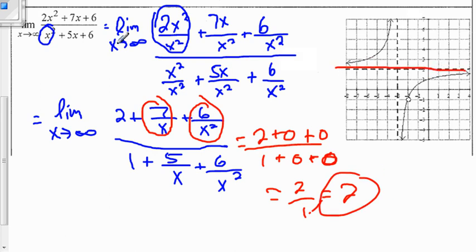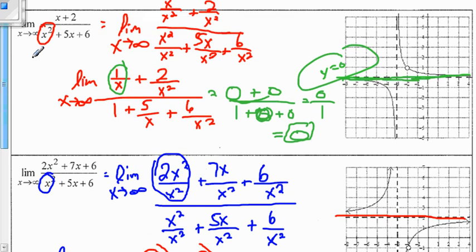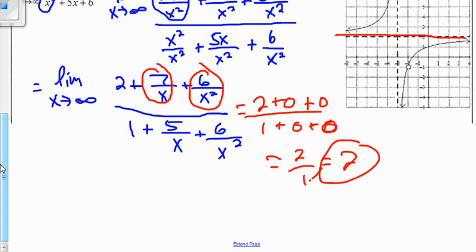Back then we just said the leading coefficients, since the degrees are the same, the leading coefficient ratio is 2 over 1. What do we do up here? The degree of the numerator is less than the degree of the denominator, therefore the horizontal asymptote is 0. And we're showing you why it works using limits. Okay, let's do the third one.